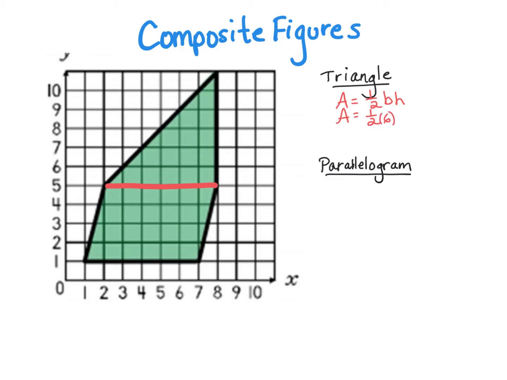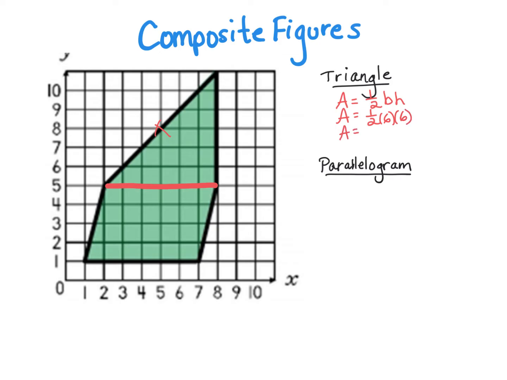Now the height of my triangle, I can see goes this direction. Remember, height is always straight up and down. It is not our slanted side. It is straight up and down. So I can count from the top down: 1, 2, 3, 4, 5, 6 units as well. So I'm going to plug in a 6 for my height.